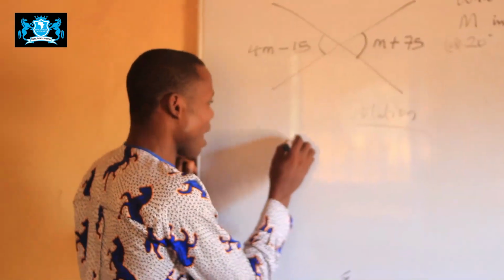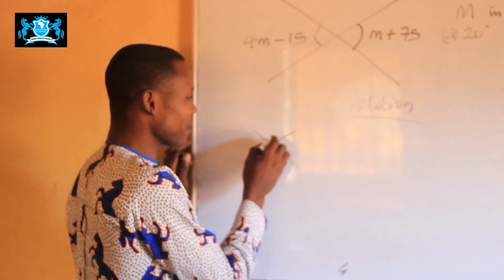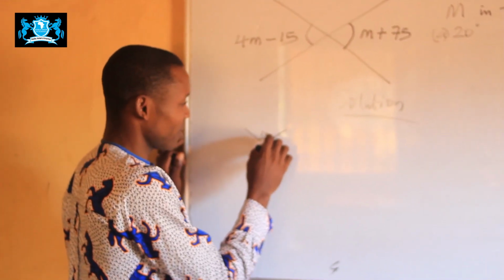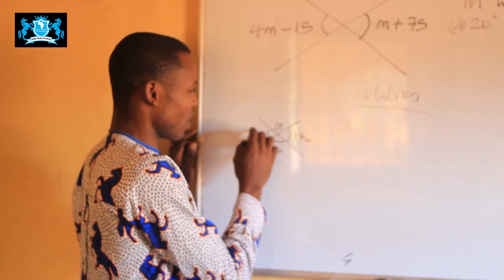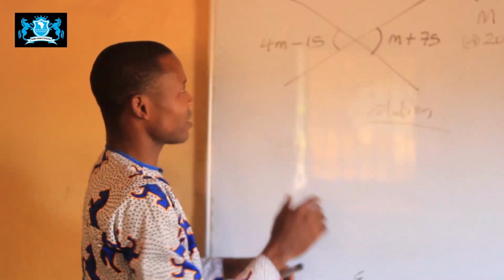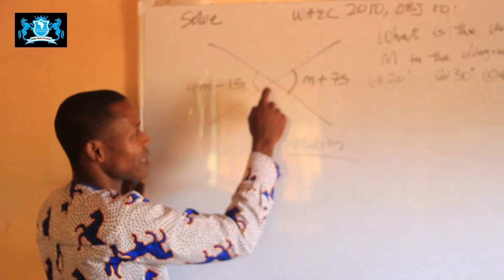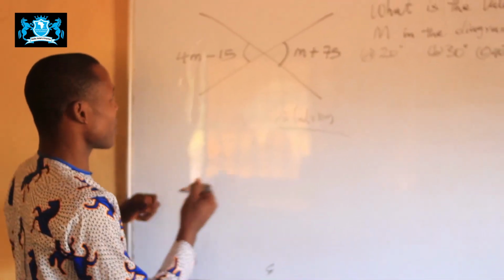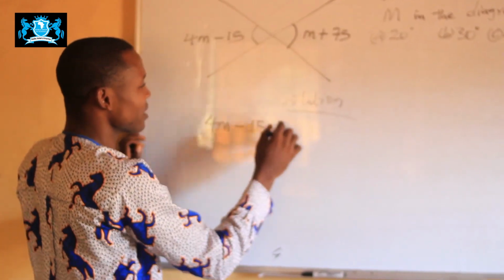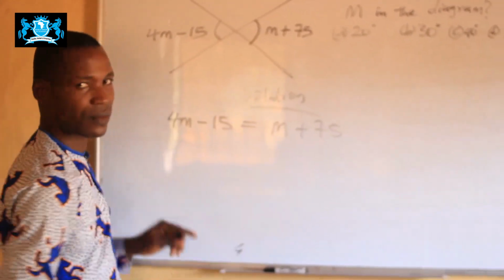For instance, if you have a diagram like this, it is angle 360. It means that if here is 10, here should also be 10. If here is 170, here should also be 170. So in a diagram that is opposite, whatever is here is equal to whatever is here. That is the first solution. That is to say, 4m minus 15 is equal to m plus 75.